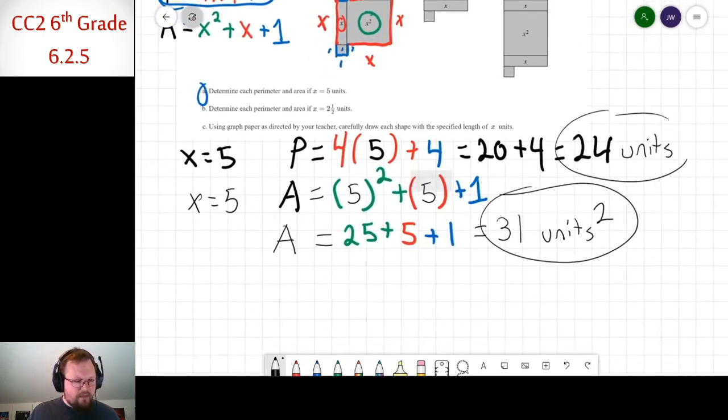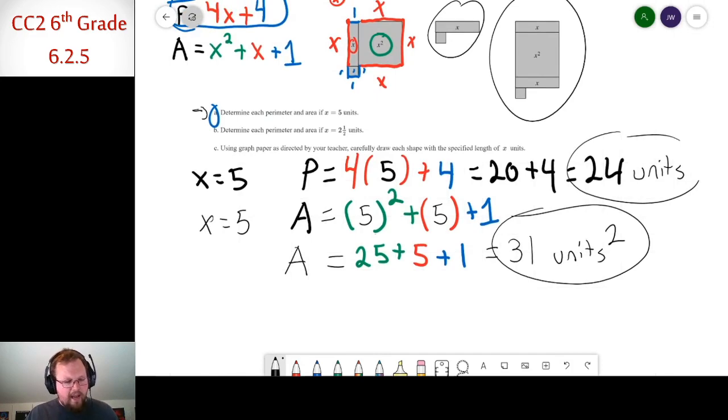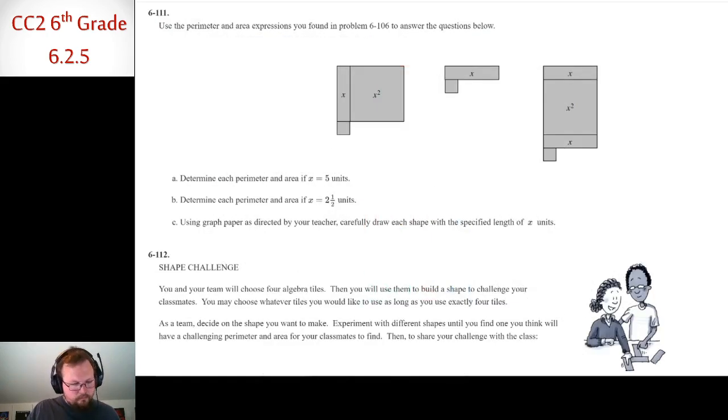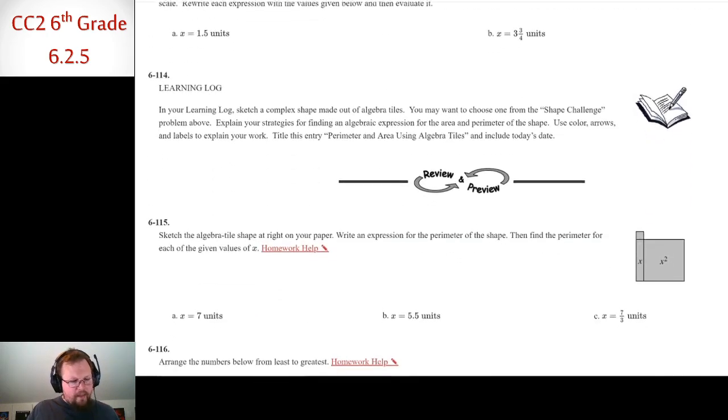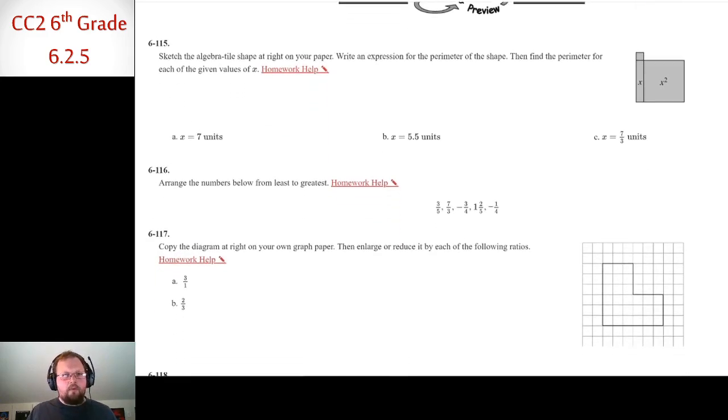I would like, as your practice for this, to do at least part A for these next two shapes, and ideally do part B as well for all three, where you go ahead and plug in the x value to each of those three expressions. So it's very straightforward once you have the expression like the 4x plus 4 or then the x squared plus x plus 1, and then you move on from there. That is the main idea on the classwork that I would like to do for you.